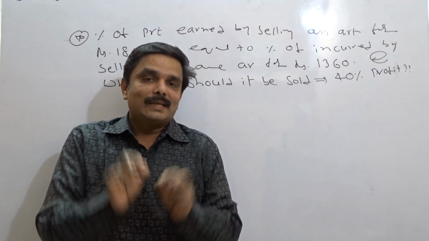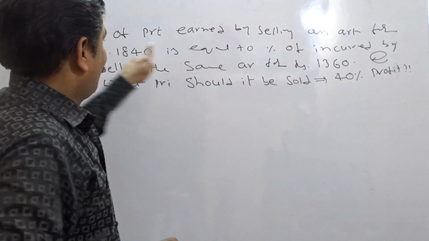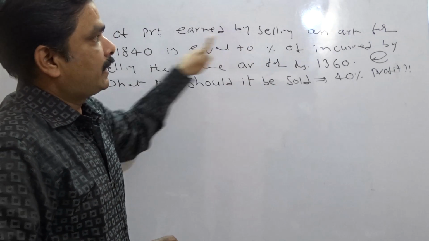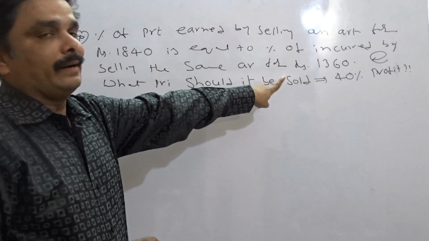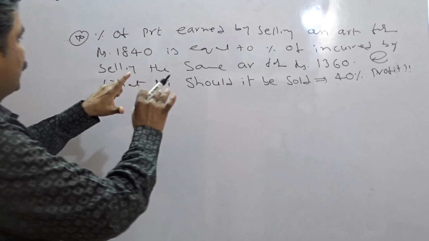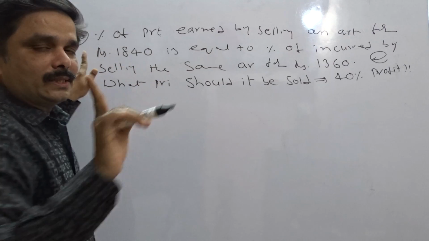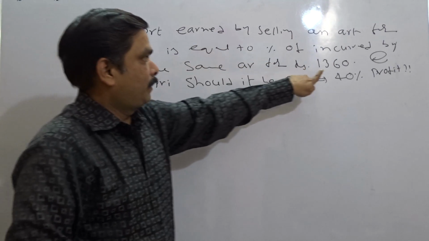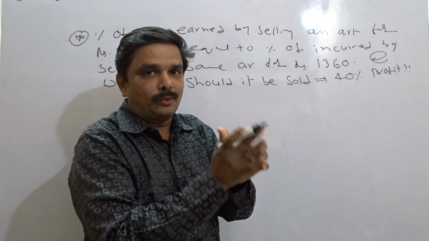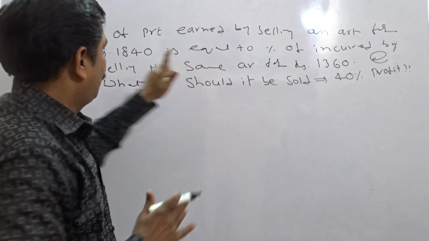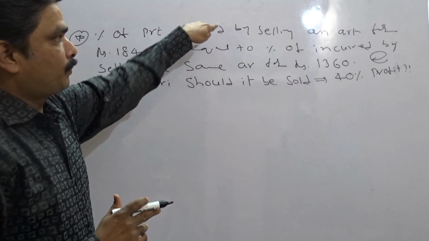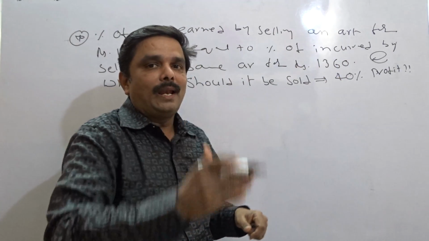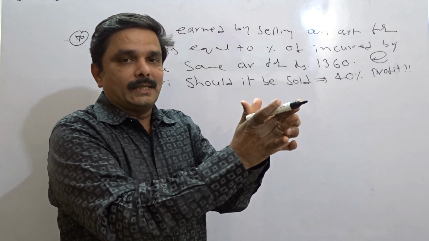What's the shortcut here? Simple way: when the percentage of profit earned is equal to the percentage of loss incurred, obviously there are two selling prices for you. This selling price must be more and this selling price must be less when you compare them, because the cost price is the same. When you sell at this price, you are getting some profit. When you sell at this price, you are getting some loss. In this case, both the percentages are the same.